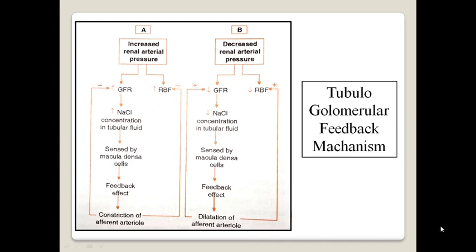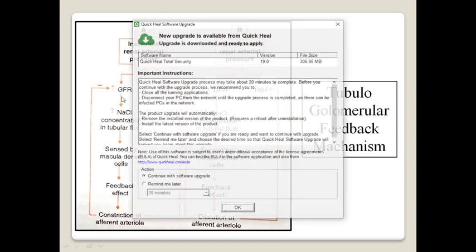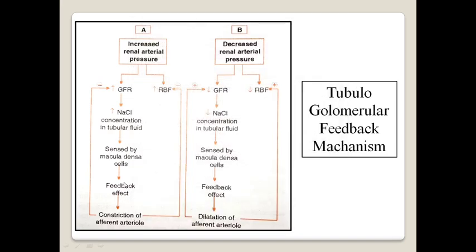Macula densa are present in the DCT, near the afferent and efferent arteriole. The macula densa will sense that sodium chloride has increased, because your GFR has increased, because your renal blood flow has increased. So they give a feedback mechanism to the afferent arteriole to constrict. So the afferent arteriole will constrict, and what will they do? They decrease the renal blood flow.